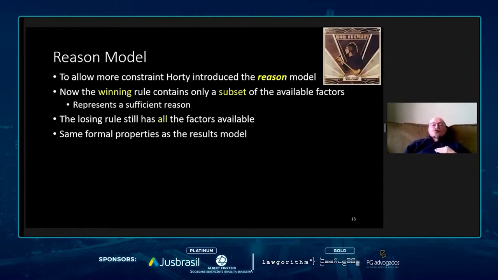To rectify this, Horty introduced the reason model. Now the reason model contains only a subset of the available factors. It represents a sufficient reason which, although it's not the strongest reason, is still enough to defeat the opposing reason. The losing side still has all available factors, and the reason model has the same formal properties as the result model. But there are three problems.